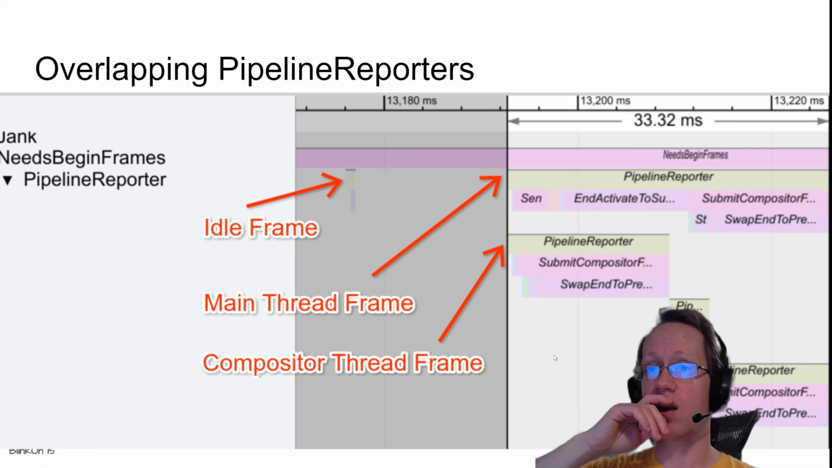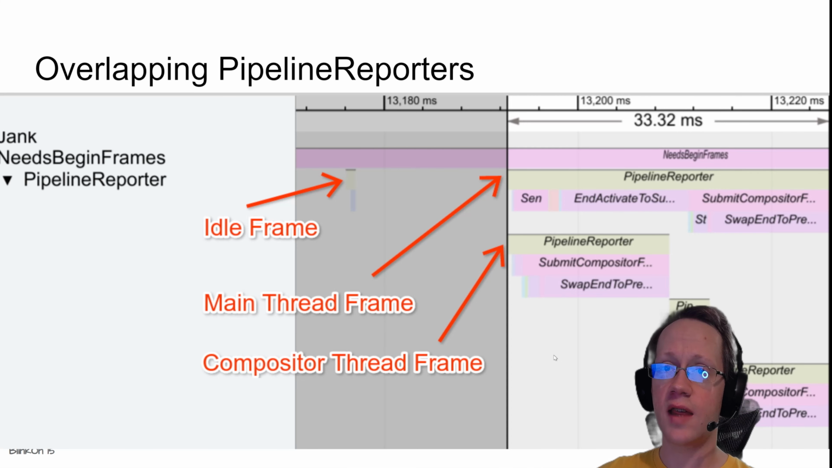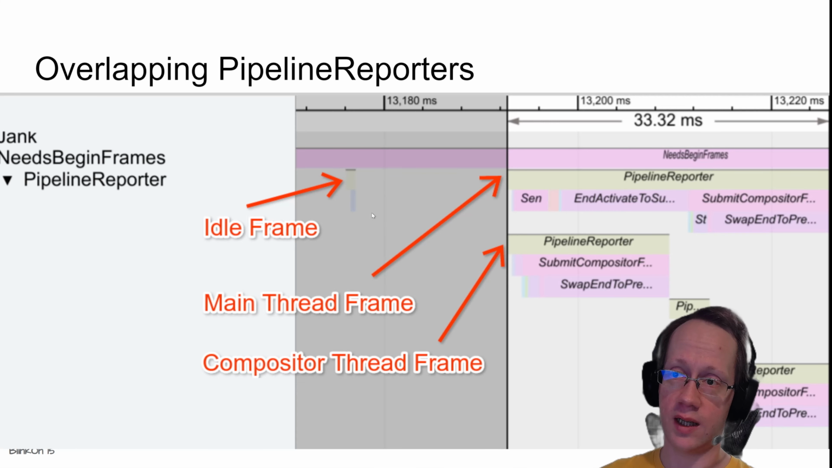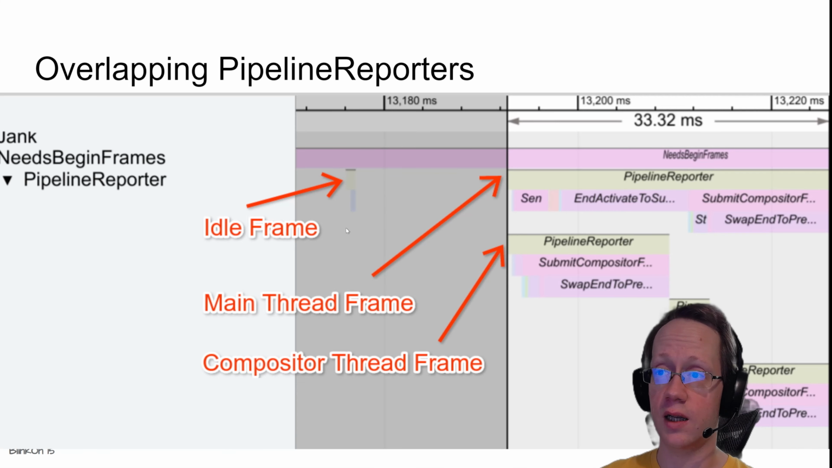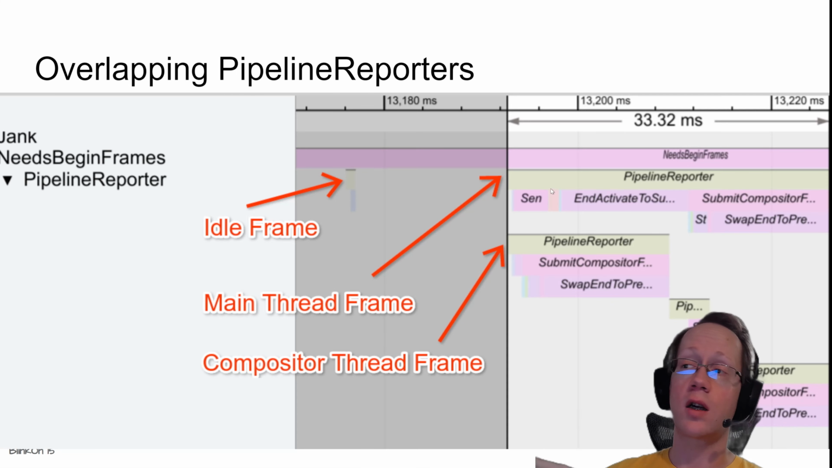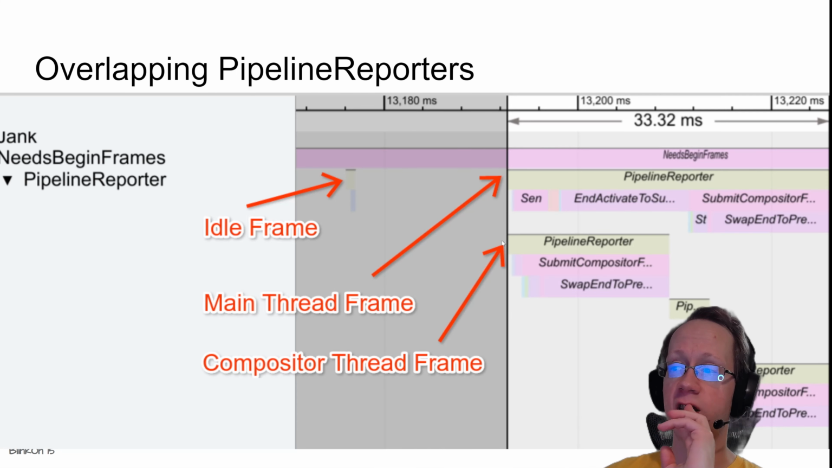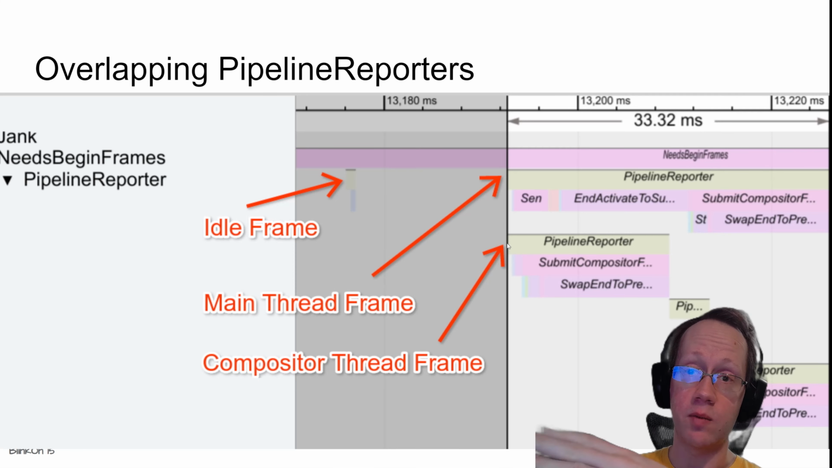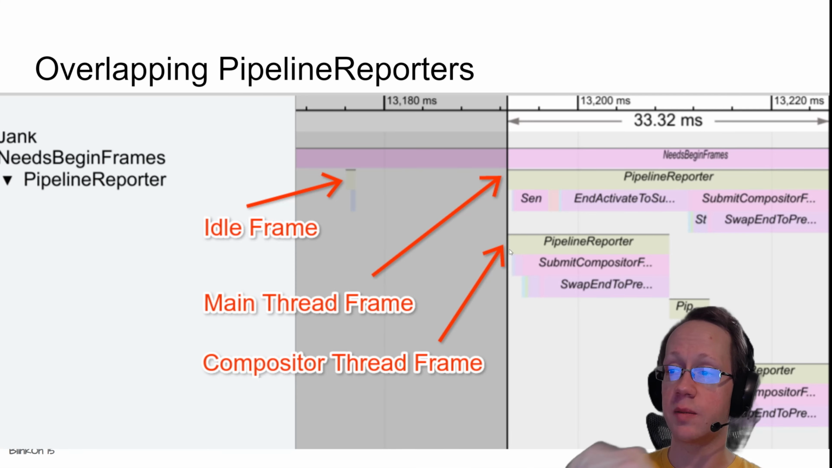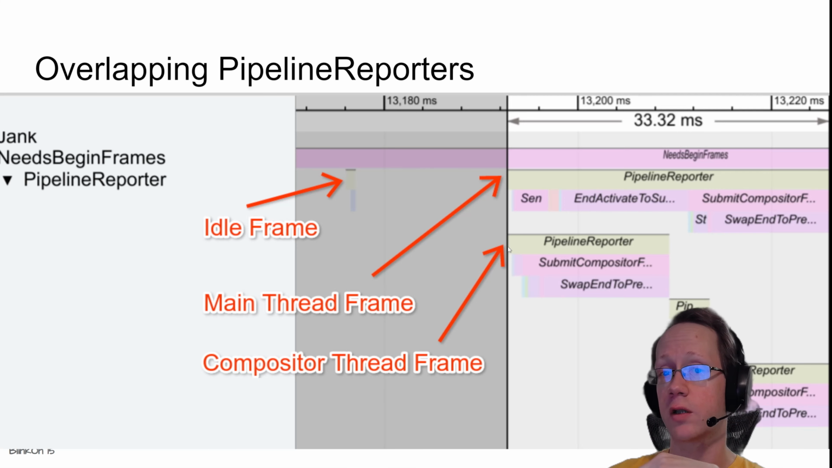For overlapping pipeline reporters, things get a little more complicated. So here, before we look at our particular pipeline reporter today, there was a small idle frame. So Chrome hadn't been doing anything yet. So when it started trying to produce frames, unfortunately, the main thread was unable to be ready in time, and so we denote this by splitting the pipeline reporter in two in the trace.